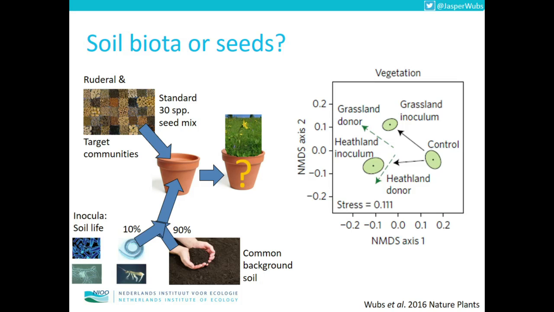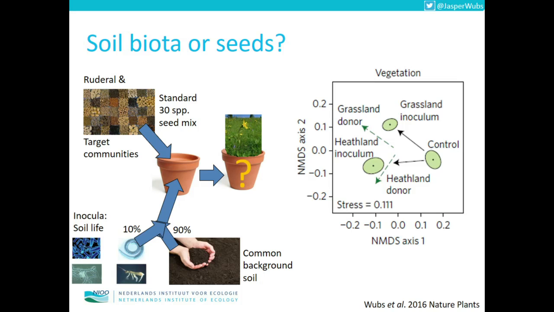And to my surprise, we actually found exactly the same thing. So you see that the treatments here in this plot are again well separated. You have the control on the right, the grassland inoculum on the top, and then the heathland inoculum in the bottom left. And if you compare the community composition to the donor sites, they're both shifting in the direction of their respective donor.